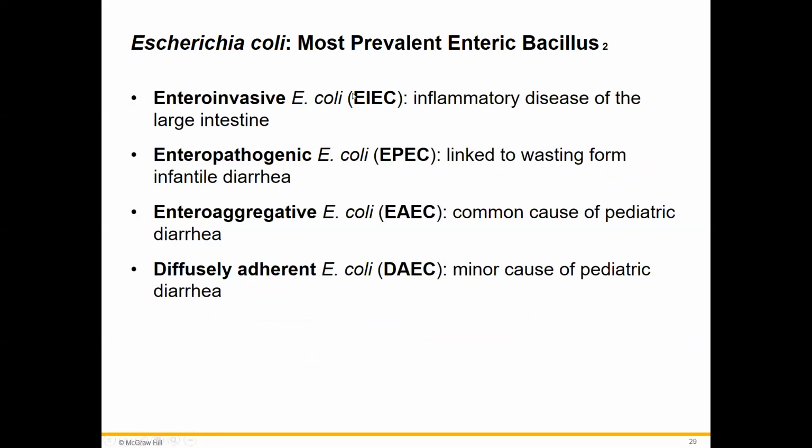We have our EIEC, enteroinvasive, which is going to cause more inflammatory disease of the large intestine. Our EPEC, which is linked to more of a wasting form of infantile diarrhea. The enteroaggregative, EAEC, a cause of pediatric diarrhea. And the DAEC, totally different, diffusely adherent, which is a minor cause of pediatric diarrhea.